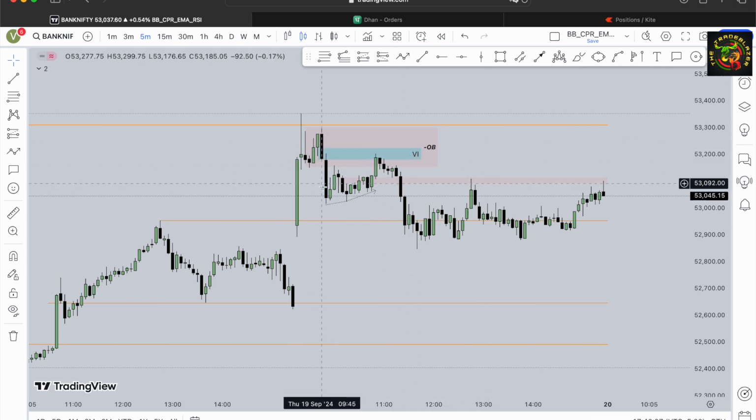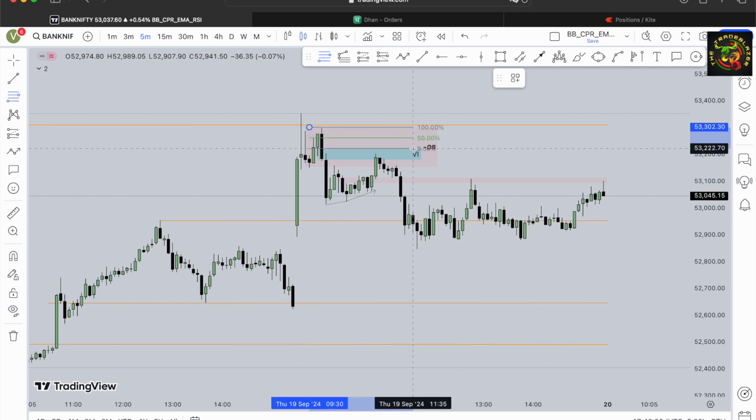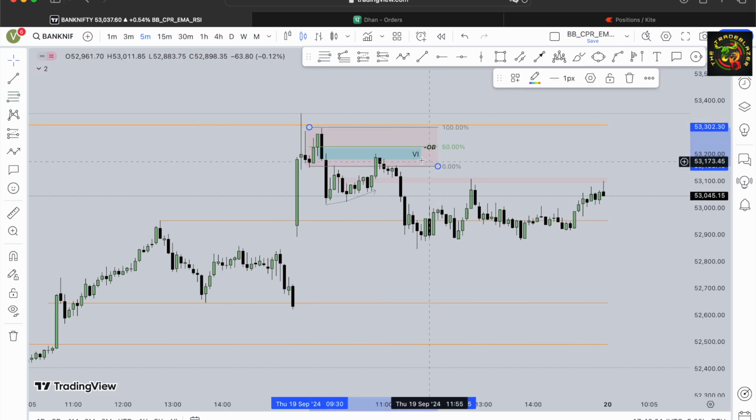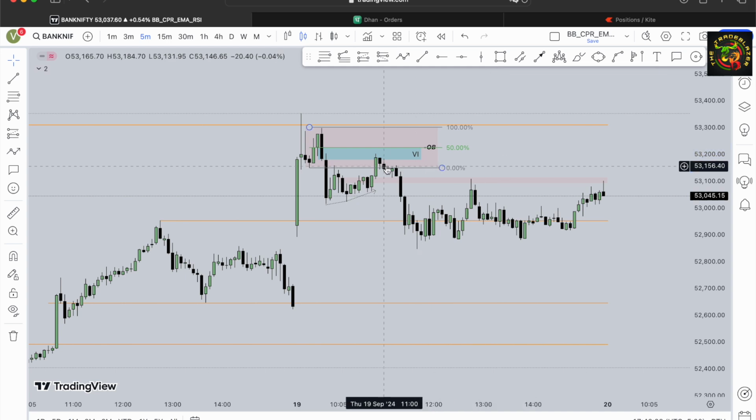So once price started trading below this order block and gave a confirmation, I added my trade somewhere here, and after that I added my second quantity somewhere here, during this red candle. And if I draw a fib level within this order block, you can see the 50% is aligning with the volume imbalance. So that gives me a confirmation that price may stay below this volume imbalance zone.